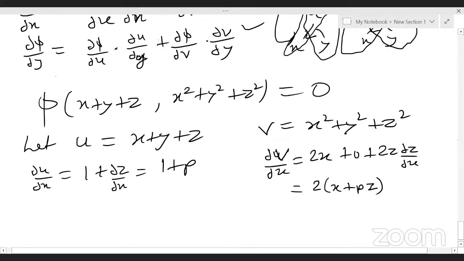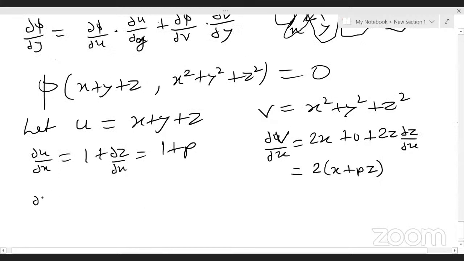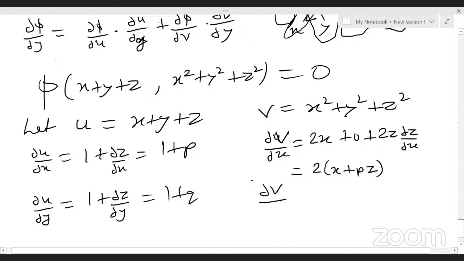Similarly, del u by del y is equal to 1 plus del z by del y, which is 1 plus q, and del v by del y is equal to 2y plus 2z del z by del y. So again, taking 2 common, y plus qz, right?